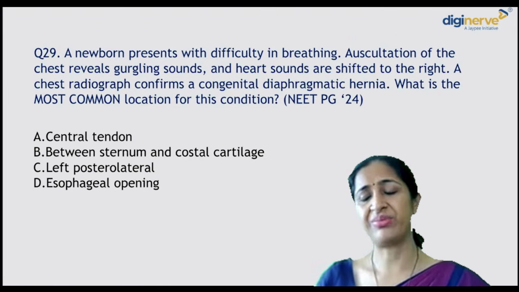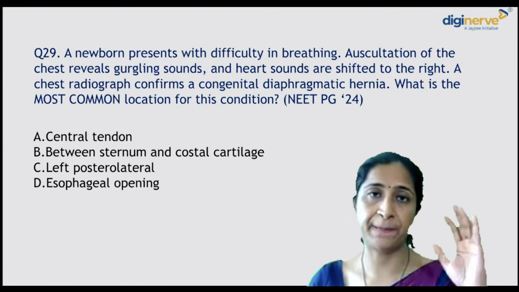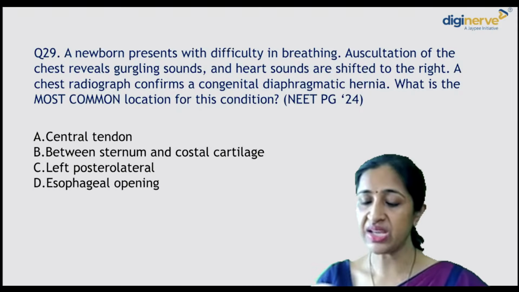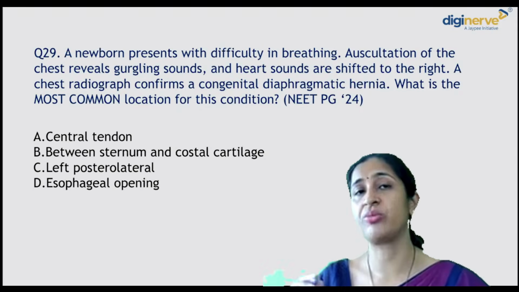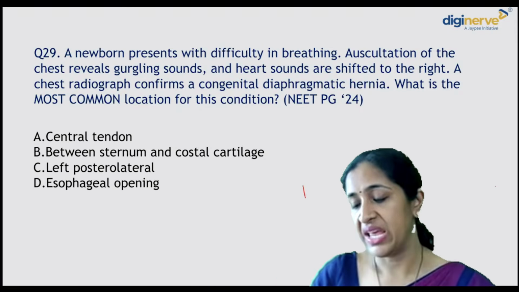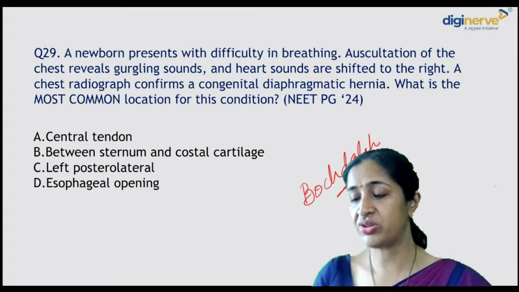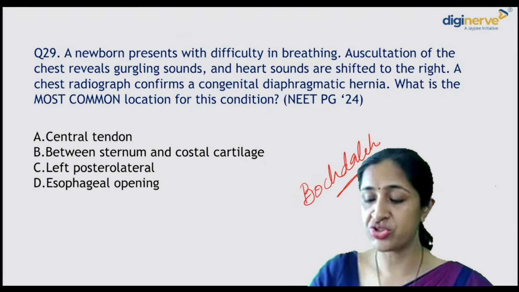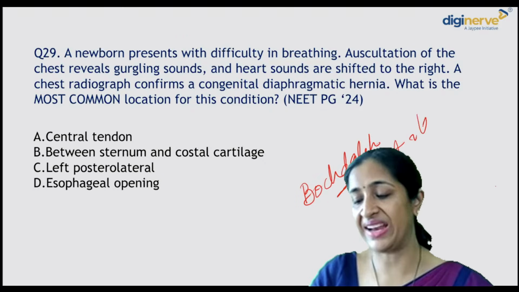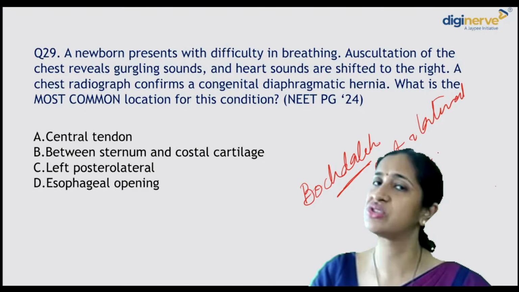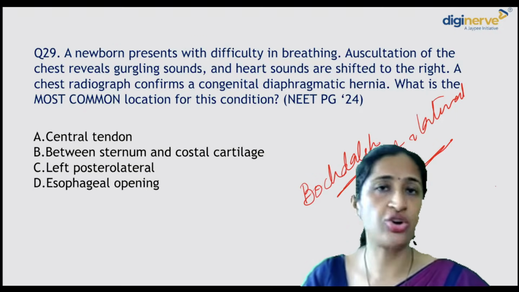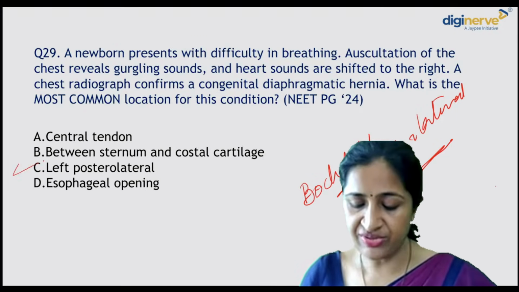Now, this is the diaphragm. So, what is the most common hernia responsible? The hernia is called a Bochdalek hernia. Bochdalek hernia is posterior and lateral. This is the most common. Morgagni's is not common. Hiatus hernia is not common in newborns. So, the left posterior lateral.